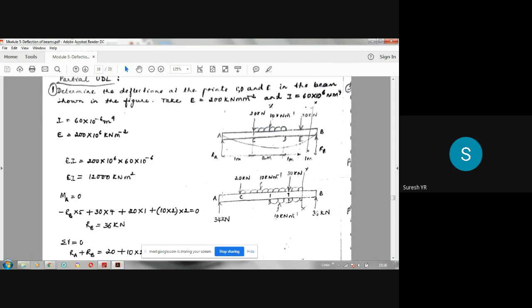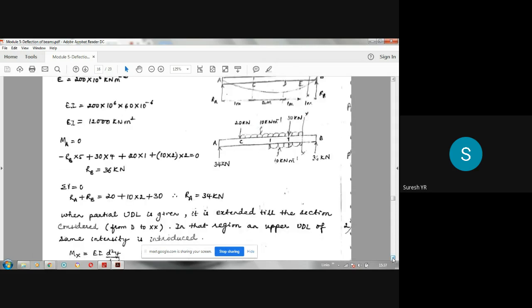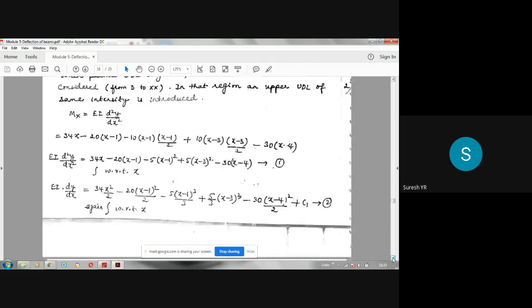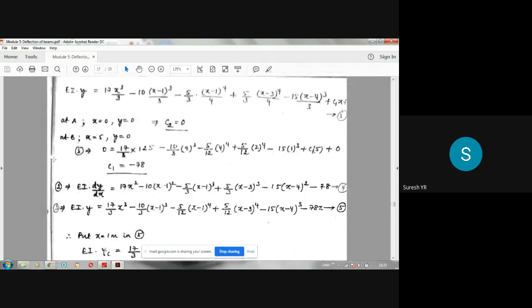So at x is equal to 0, y is equal to 0, deflection is zero. Similarly at B, x is equal to 5, y is equal to 0. So these are the boundary conditions at the supports where deflections are 0. Those two boundary conditions are now used.